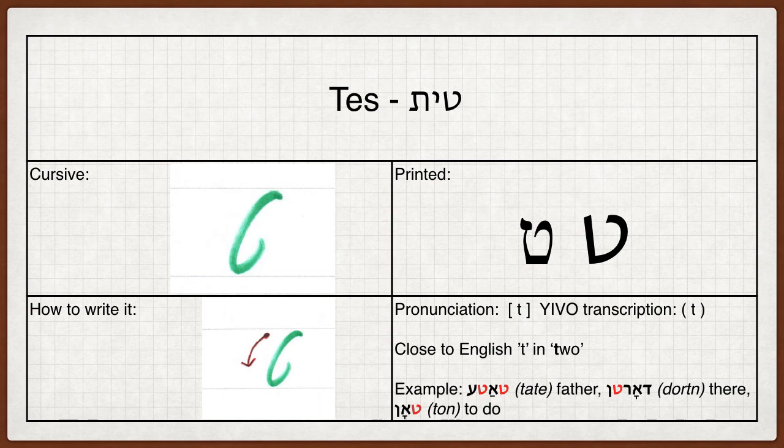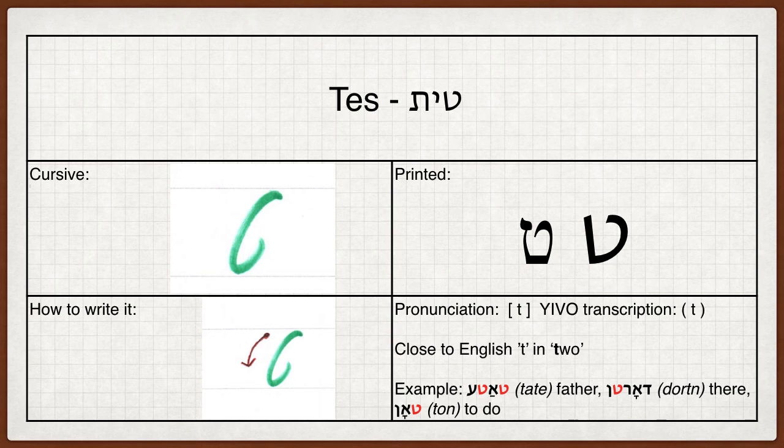The next letter is the tes. The pronunciation is d. It is close to the English T sound, but just like daled was, it is not aspirated in Yiddish, so listen carefully to the pronunciation and to the examples, of course. Tate, meaning father. Dorten, meaning there.